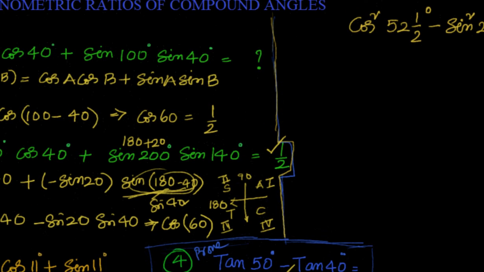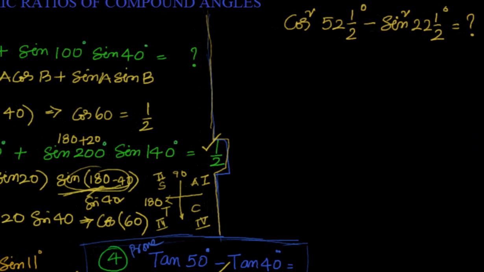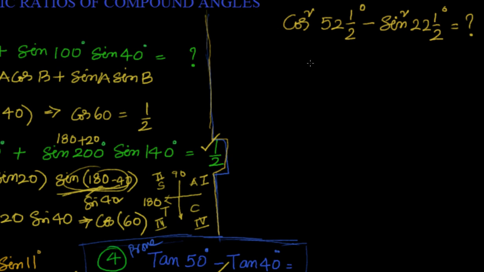Okay. These are very simple problems, just applying the concept. We'll go to the next level problems in the next video. Now look at this one: cos square 52 and half minus sin square 22 and half.